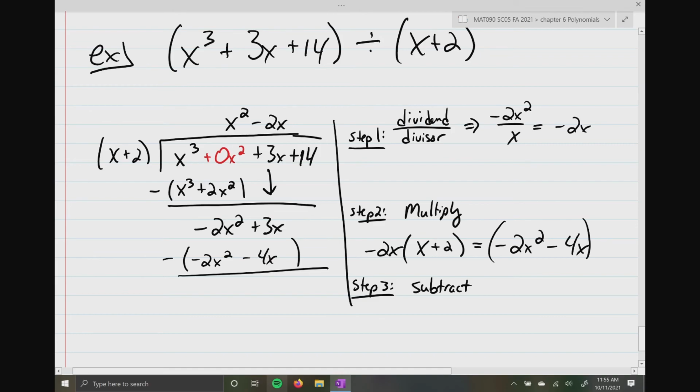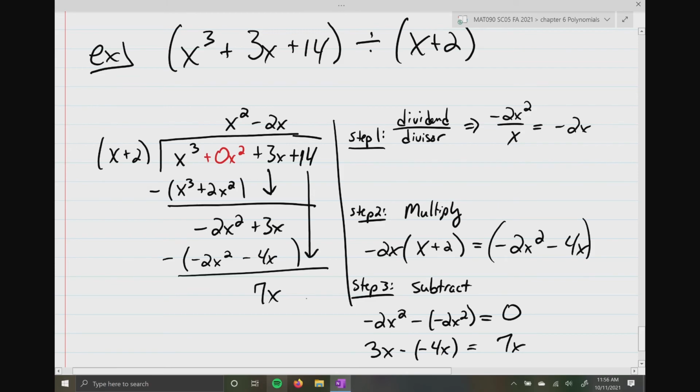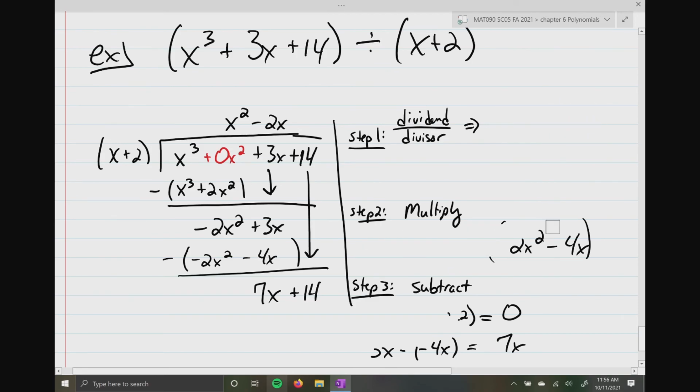So step three, now we subtract. Amy, can you tell me what to subtract? Negative 2x squared minus 4x. All right. So what is negative 2x squared minus a negative 2x squared equal? Anyone? Zero. Good. What is 3x minus negative 4x? 7x. Excellent. Because remember, two negatives make a positive. So this is going to be 7x. Now I drop down the 14. Process repeats all over again. So let me erase. Actually, I'll erase from top to bottom. I should be doing that.